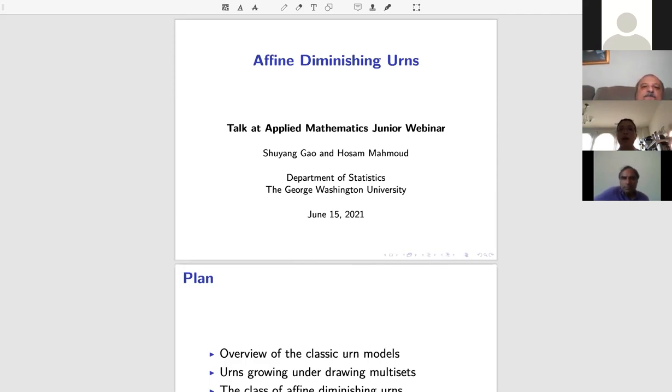The evolution of this process is based on drawing a sample of a multiset at each discrete time step. Another feature of this class is that at each time step, we reduce a part of the population so that the overall population diminishes over time. And we will study the process of this diminishing.